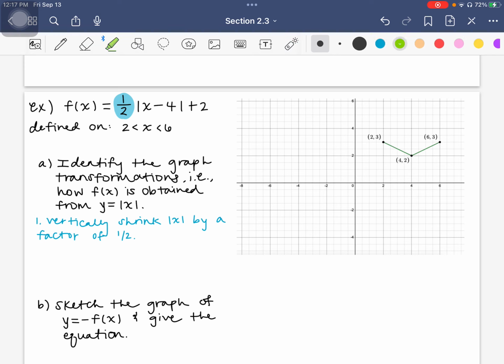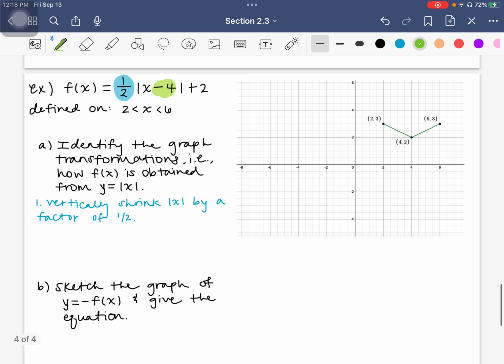All right. Then we have this -4 inside of our absolute value function. And if you remember from last video, this means we're going to have a horizontal shift by 4 units, and that's going to be to the right. And then lastly, we have this +2 on the outside of our function. So this means we are going to have a vertical shift, and that'll be 2 units up.